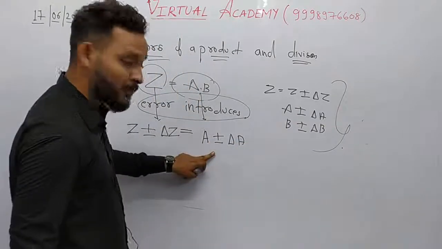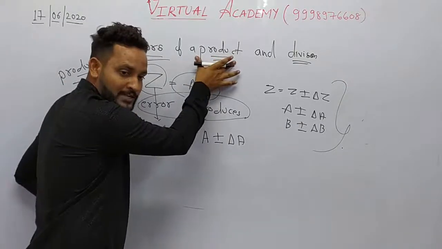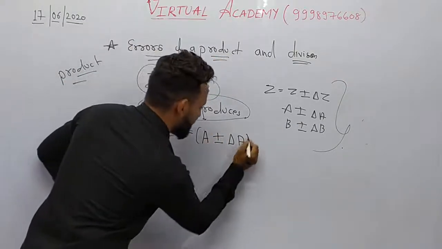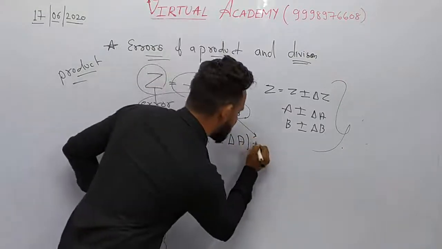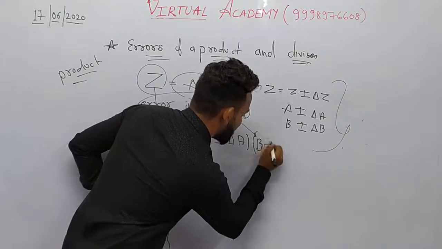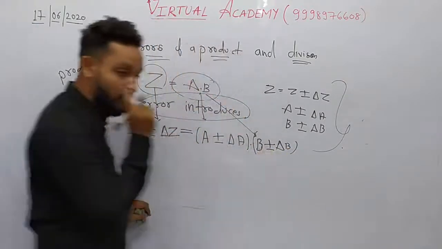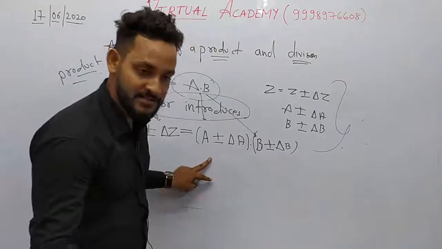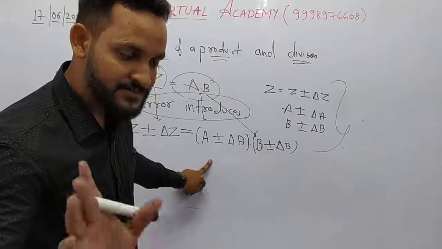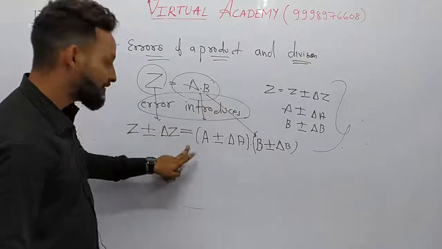Now we are dealing with the product, so we have to multiply the equation for A. Same for B: it is B plus minus delta B. So this is the basic equation for multiplication, and now we just have to multiply. It is very easy for us. This is our equation for the product.